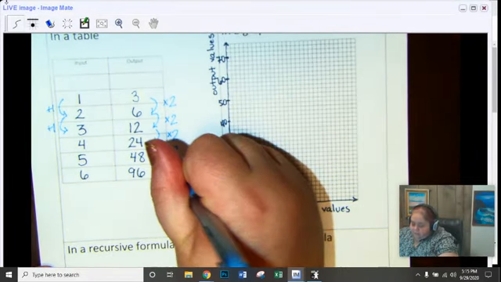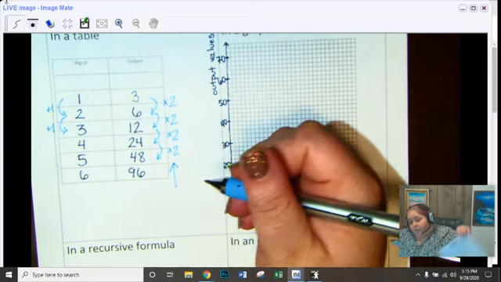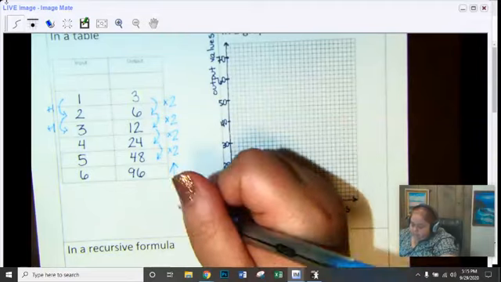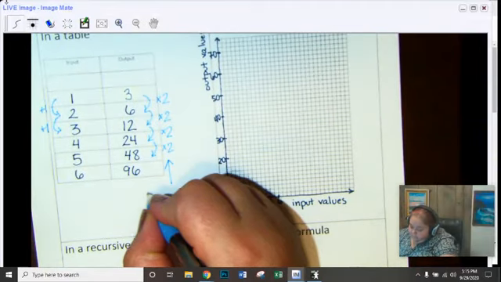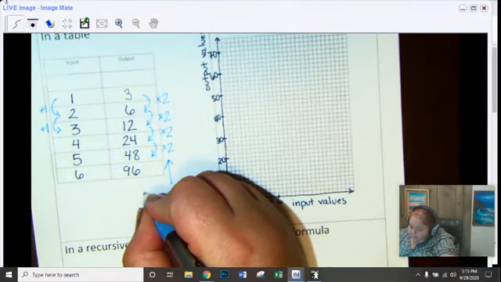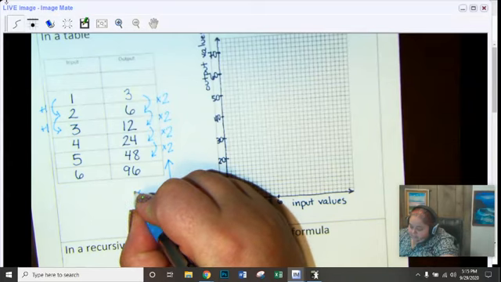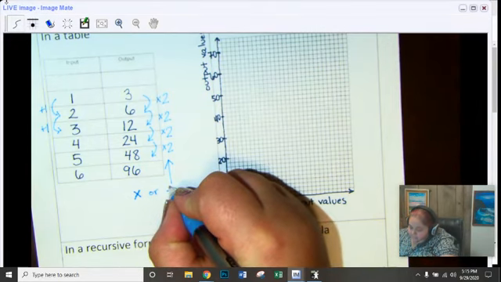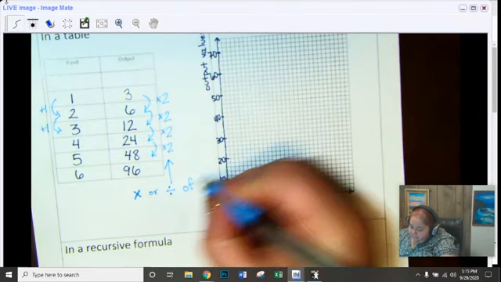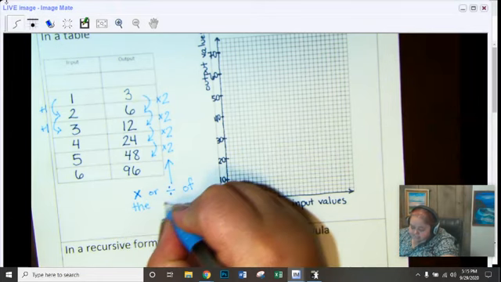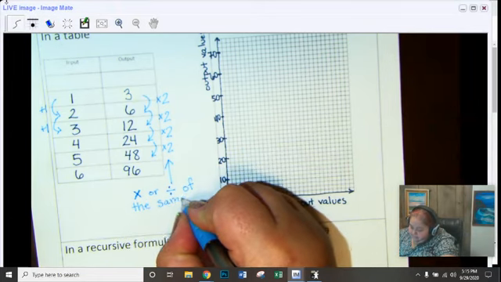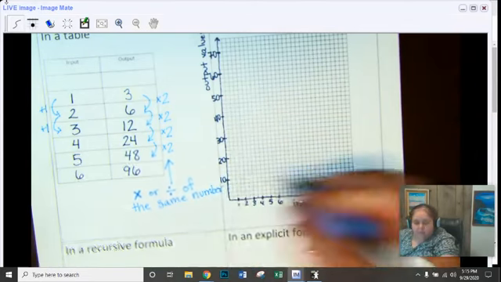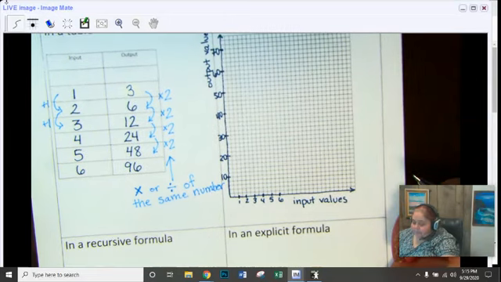So you're looking for something that multiplies or divides a term to the previous term. So you're looking for a constant multiplication. I'm going to put a times symbol, multiplication or division of the same number. So you're looking for multiplying or dividing by the same number on a table.